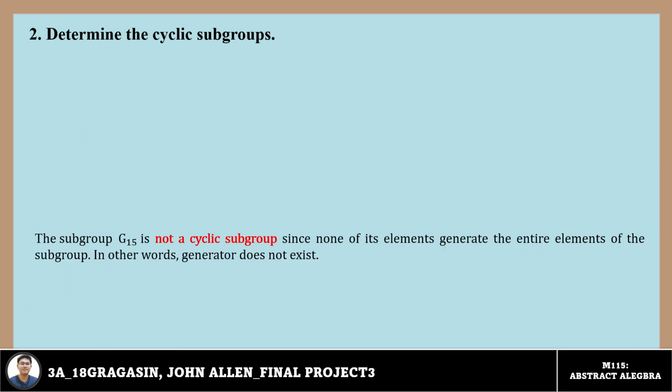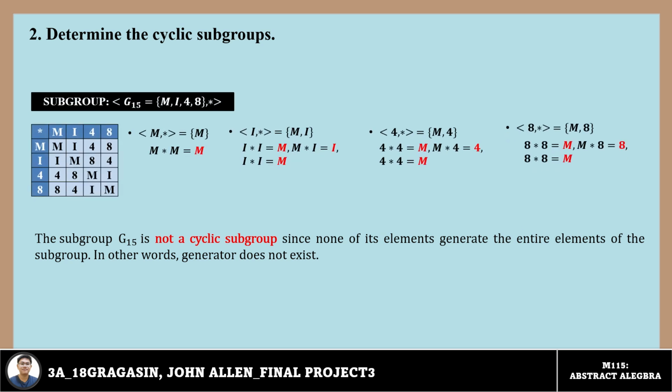Next, we have the subgroup G sub 15 with elements M, I, 4, and 8 under the binary operation star. As you can see here, if we operate the M, the I, the 4, and the element 8, they don't generate the entire elements in this subgroup G sub 15. Therefore, G sub 15 is not a cyclic subgroup.